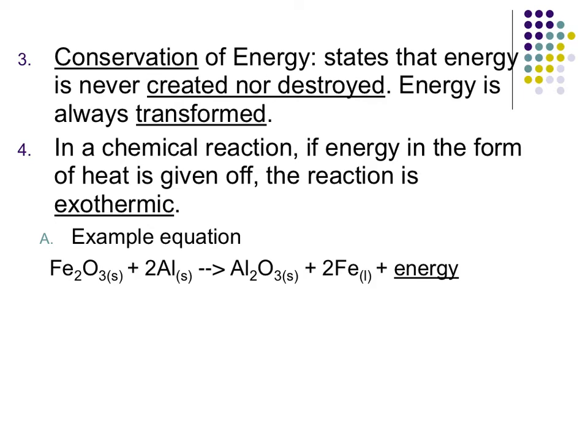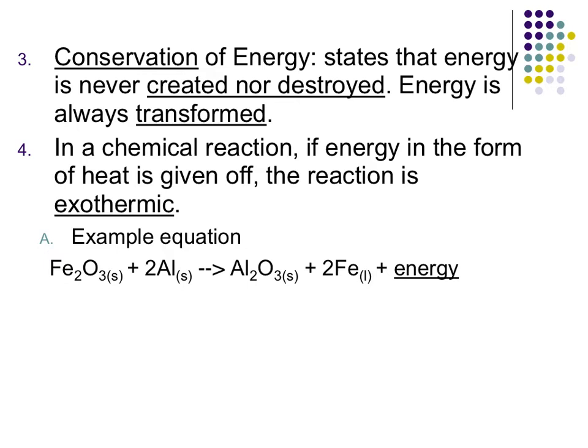All right. So in a chemical reaction, we might create compounds that have less energy stored in their bonds, or we might create compounds that have more energy stored in their bonds. And that energy can't come from nowhere. It always will come from something else, or it might go off as something else, such as heat. So in a chemical reaction, if heat is given off, we call that an exothermic reaction.